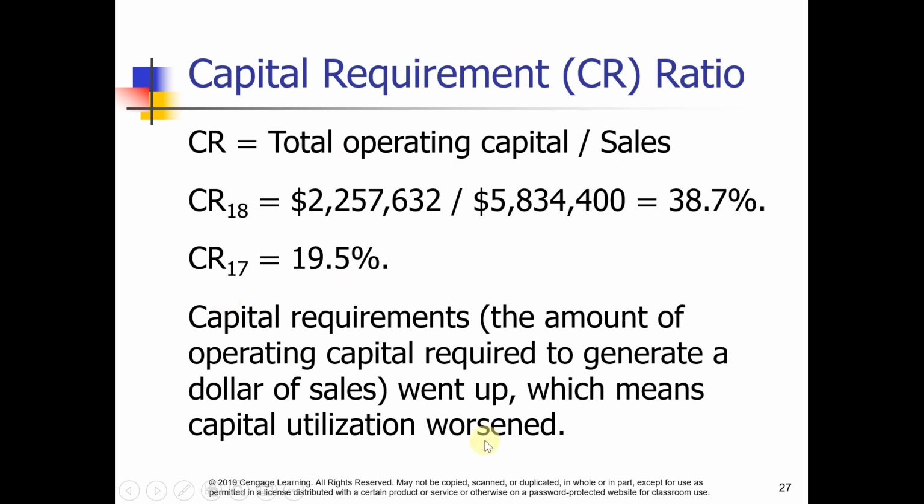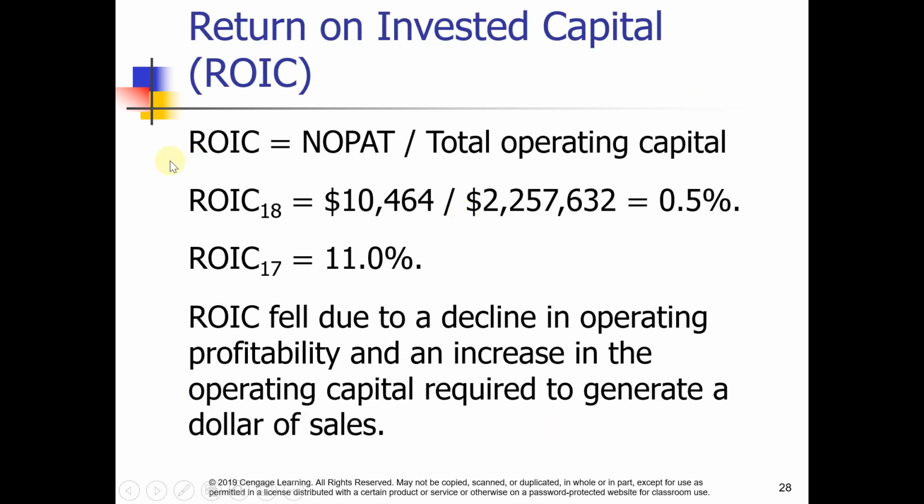So capital utilization worsened in that company. The third ratio, a related ratio, is net operating profit after tax divided by operating capital. Compared to the investment in the operating capital, what was the profit from the operations, right? So in 2018, the company only made 0.5% of profit over the total operating capital. So they used too much capital to generate too little profit from operations.